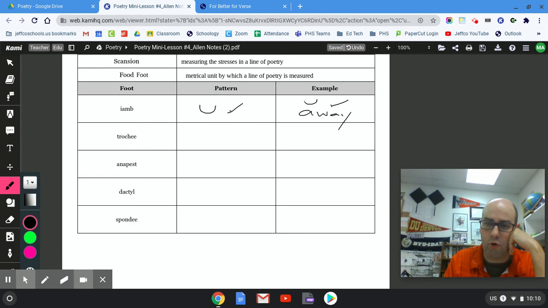The next one is a trochee, which is the opposite. So it's a stressed syllable followed by an unstressed syllable. And the example we're going to use is the word lovely.